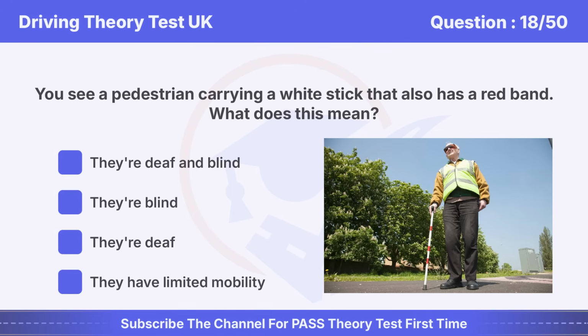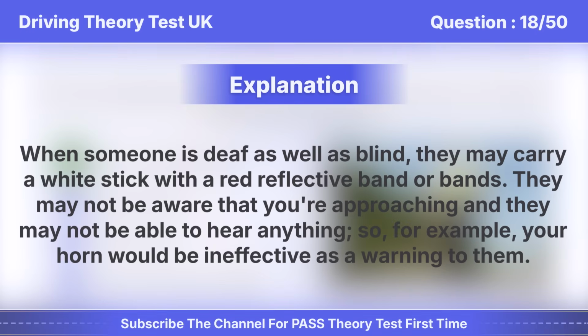Question 18. You see a pedestrian carrying a white stick that also has a red band. What does this mean? Answer is A. They're deaf and blind. When someone is deaf as well as blind, they may carry a white stick with a red reflective band or bands. They may not be aware that you're approaching and they may not be able to hear anything. So, for example, your horn would be ineffective as a warning to them.